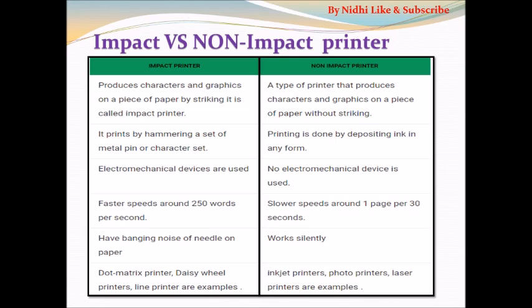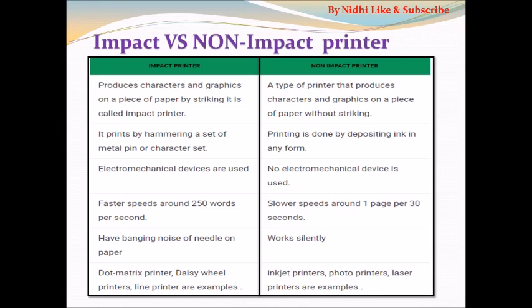Okay, third point is, in impact printers, electromechanical devices are used, whereas in non-impact printers, no electromechanical devices are used. Next point is, impact printers have faster speed, around 250 words per second, whereas non-impact printers are slow in speed and print around 1 page per 30 seconds. Next point, impact printers have the banging noise of needles on paper, so they are more noisy, and as compared to impact printers, non-impact printers are less noisy.